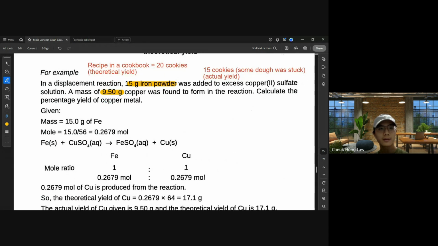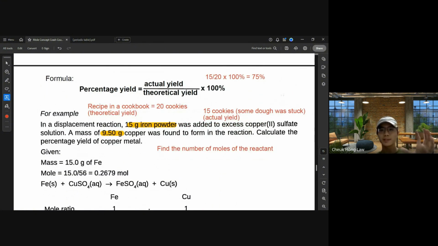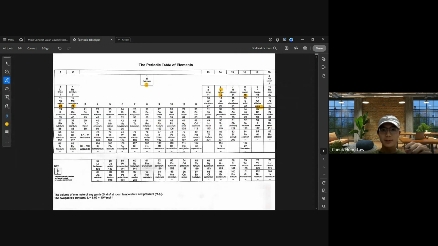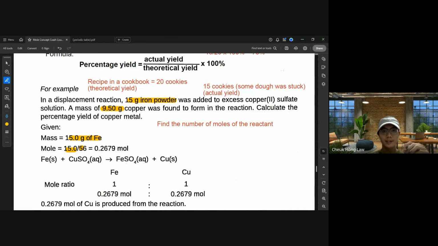Okay, again, you want to find the number of moles of the reactant. Okay, so product was for percentage purity. For percentage yield, you find the number of moles of the reactant. Okay, so 15 grams of iron, you can find the number of moles using mass divided by Mr. So 15 divided by 56. 56 is because the Mr of iron is 56. Okay, I'll get 0.2679 mole.